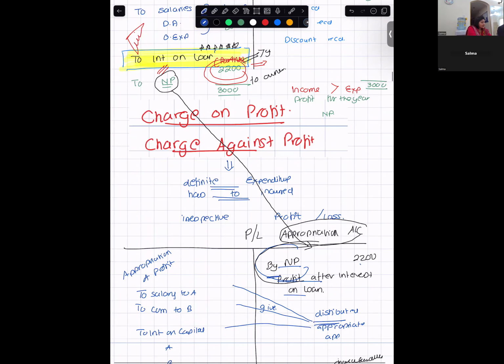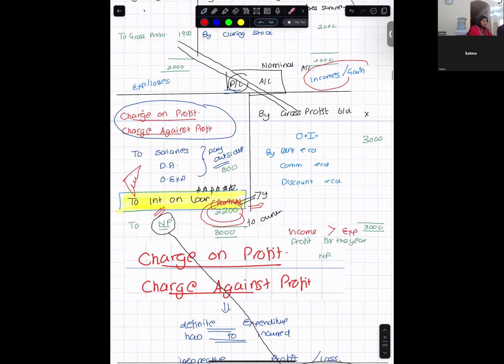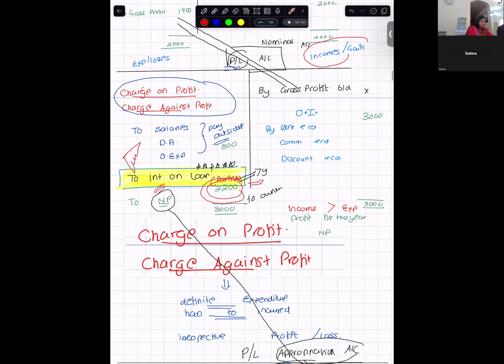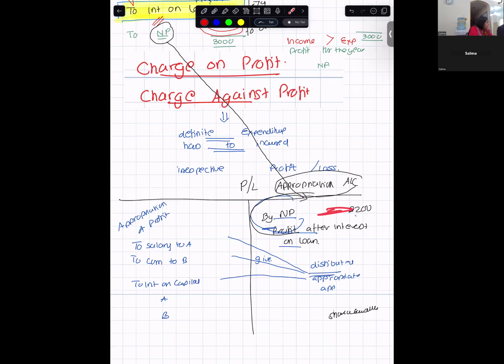But over here, if there is no profit, this still has to happen, and we will get a loss. But over here, if you don't have profits, you don't distribute. Are you with me? So your appropriation of profits happens for owners. And over here, you get salary, commission, interest on capital.